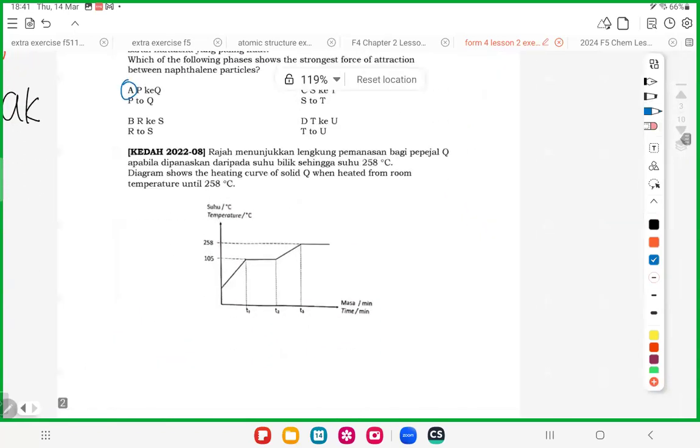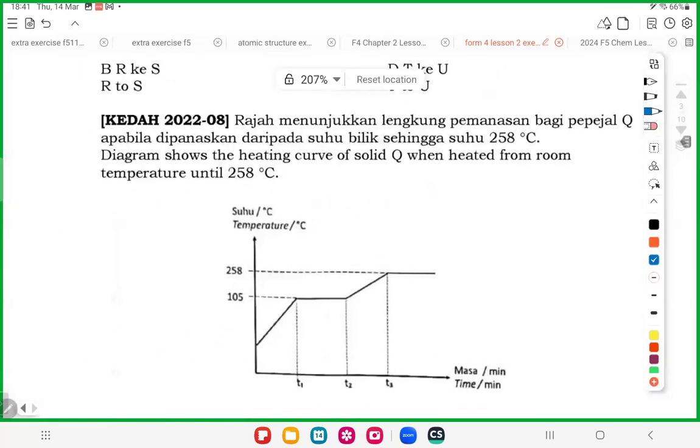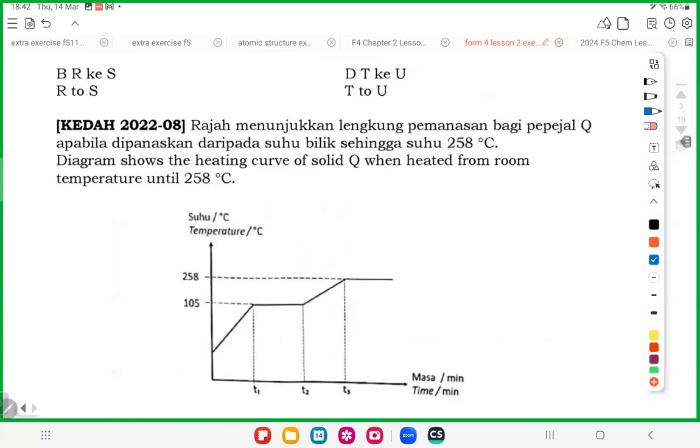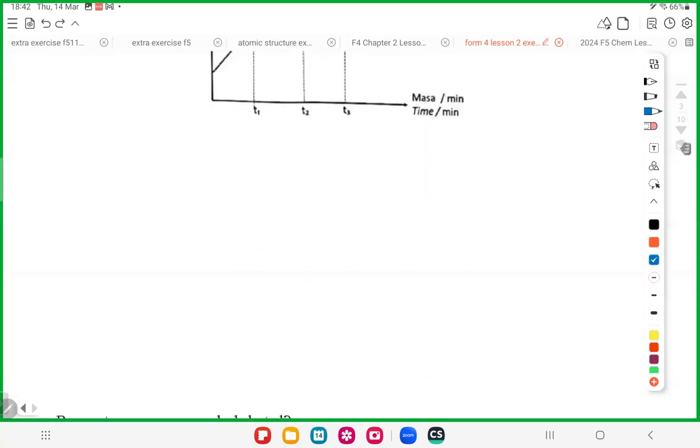This is another trial exam paper from FKA. They say this is a heating curve. This heating curve is solid Q. When you are given a solid and you heat it, you know this process is melting. And you see, there are two staircases. First staircase is melting. Second staircase would be boiling. So now let's see what the question asks.